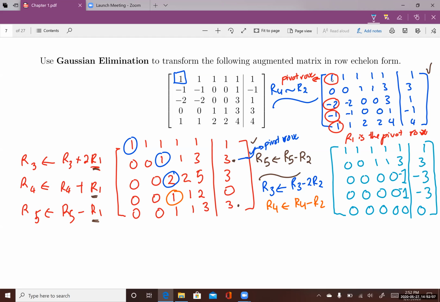All right. Now, at this point, we want to check how many rows are in good shape. So the first row is good, right? The second row is good. The third row is not good because this non-zero entry here has to be 1, and we can do that by multiplying the third row by negative 1.